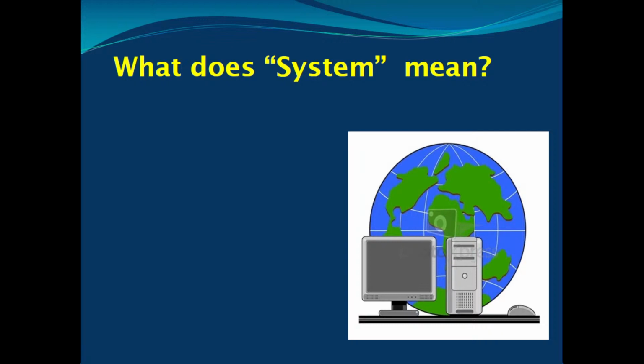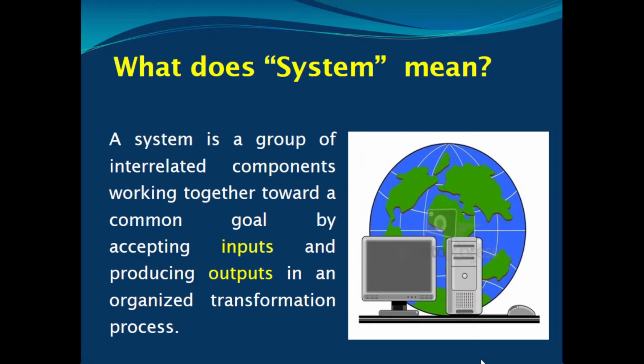Before we start, we need to revise what a system means. Some lectures ago, we had a lecture about the general theory of the system. What is a system? A system is a set of objects or elements that interact to achieve a specific goal. A system is a group of interrelated components working together toward a common goal by accepting inputs and producing outputs in an organized transformation process.